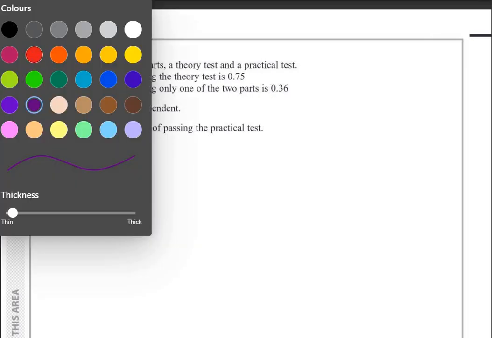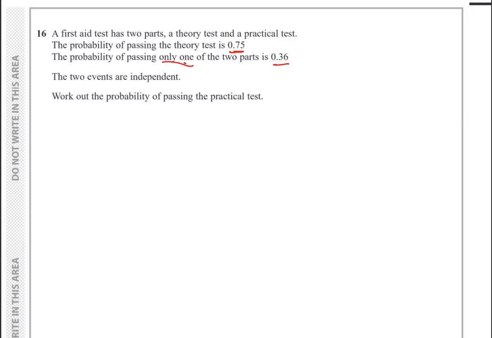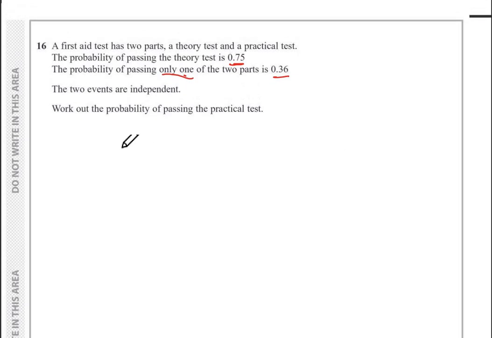Alright, so now we're going to take a look at our second question. We have a first aid test has 2 parts, a theory test and a practical test. The probability of passing the theory test is 0.75. The probability of passing only one of the two parts is 0.36. The two events are independent. Work out the probability of passing the practical test. Alright, so let's draw a probability tree to get us started.